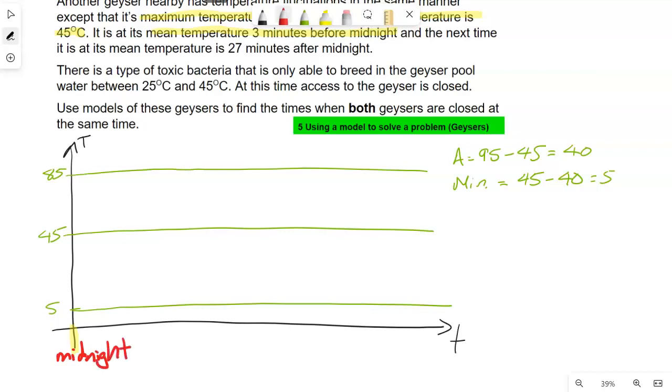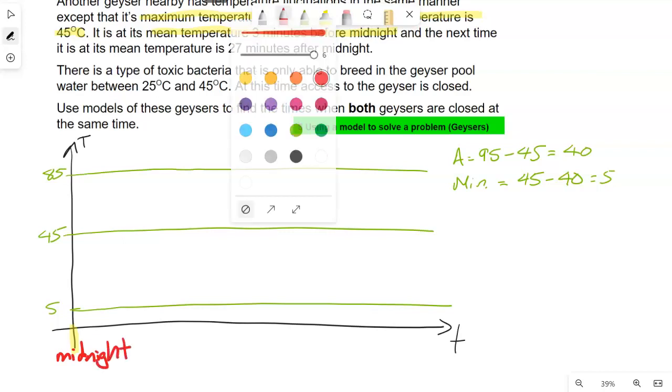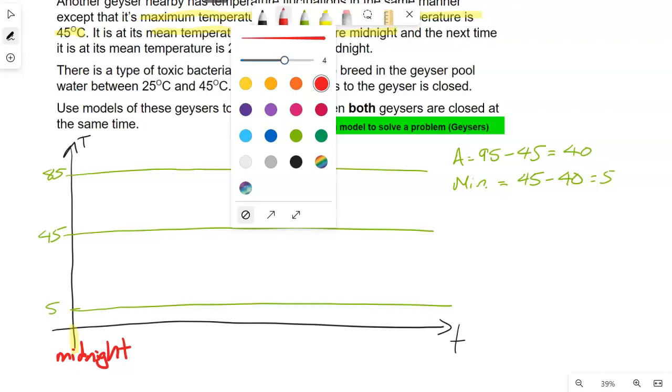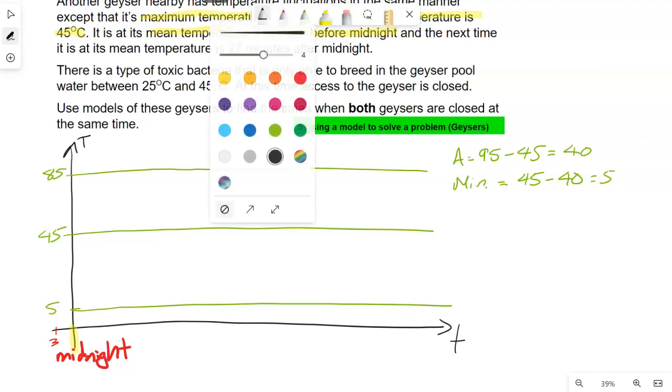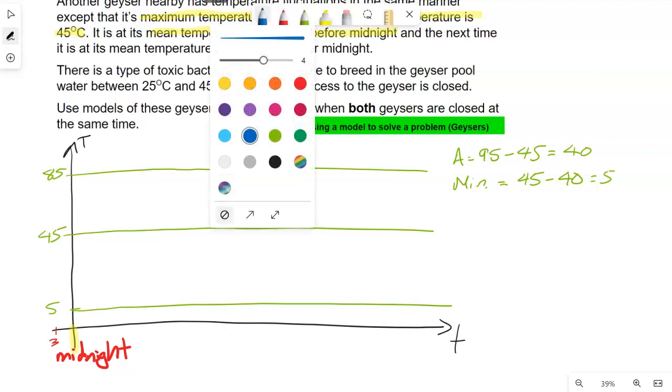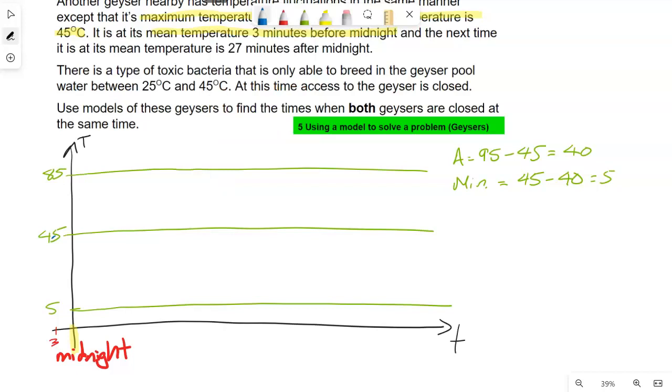Don't know why that's so thick. Anyway, so if that's midnight, then let's just make that a bit smaller. Then 3 minutes before midnight is maybe like there. Okay, so if we want to think about this model, it is actually starting off at 3 minutes before midnight. It's starting off here, isn't it? Then it's going up and down and up again.